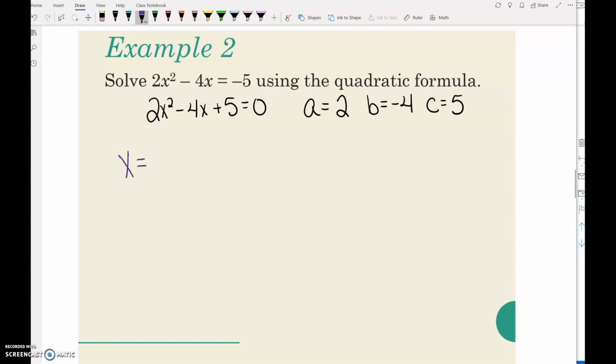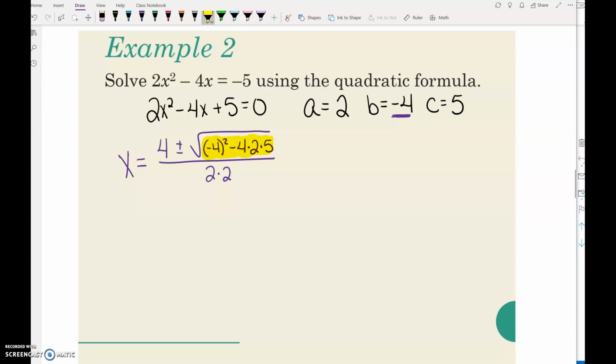X equals the opposite of B, so +4, plus or minus the square root of B squared minus 4 times A times C, the whole thing divided by 2 times A. Now notice, opposite of B. So our B is -4. We put in opposite of B as +4. And when we used B squared, I put parentheses around it. So the first step that I always do is the stuff under the radical, and I make sure that the thing that I am squaring is in parentheses.